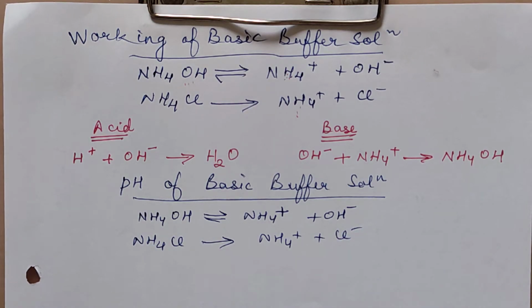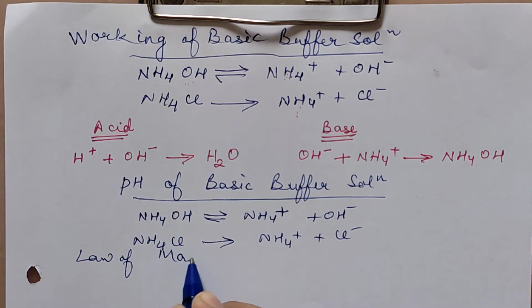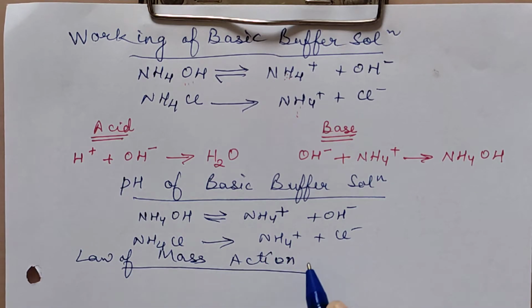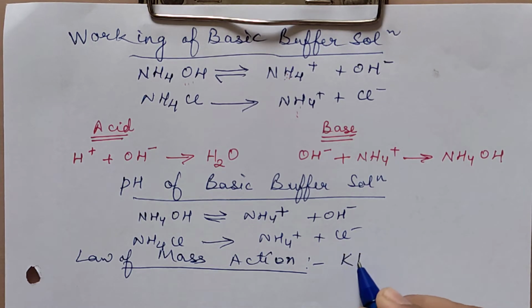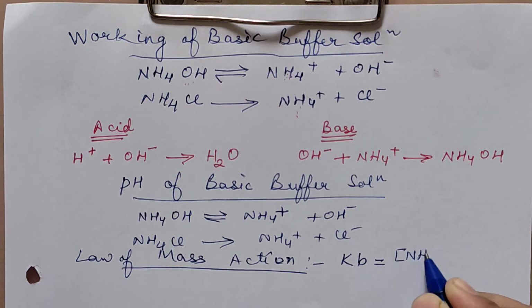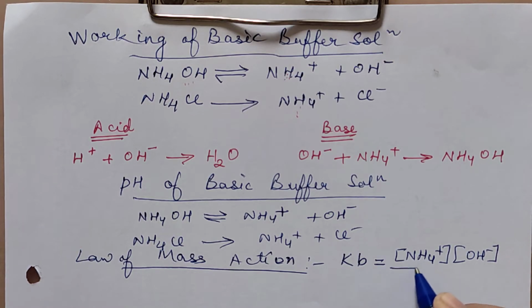Now as we have studied in the beginning of this chapter, the law of mass action, if we apply the law of mass action to the first equation, it's a reversible equation, so we can apply it to the first one. It is talking about the ionization of the base. That means we will write Kb, the dissociation constant or ionization constant of a base. That will be equal to the concentration of ammonium ion into the concentration of OH minus ion, that is the product, divided by the concentration of ammonium hydroxide.